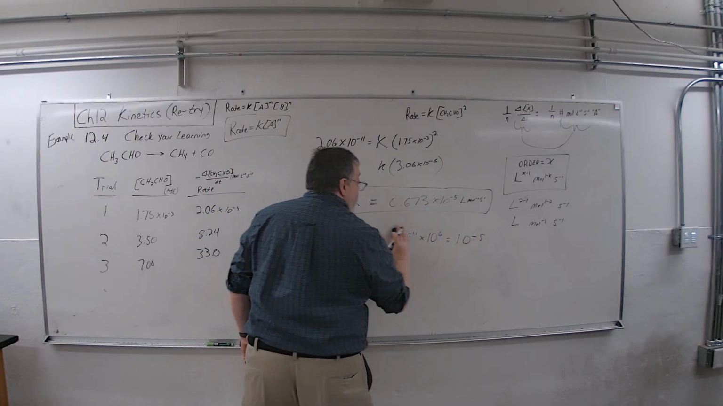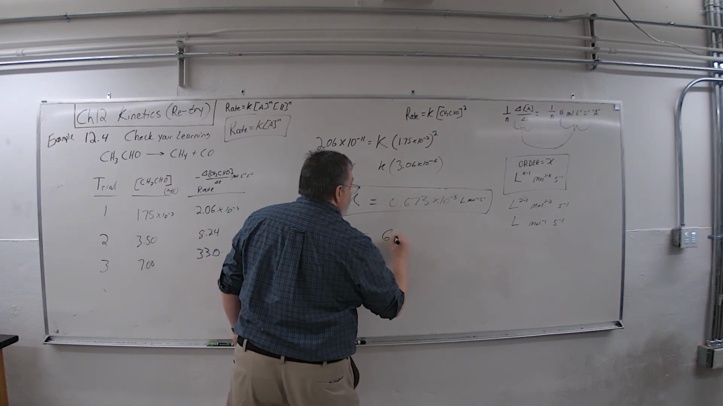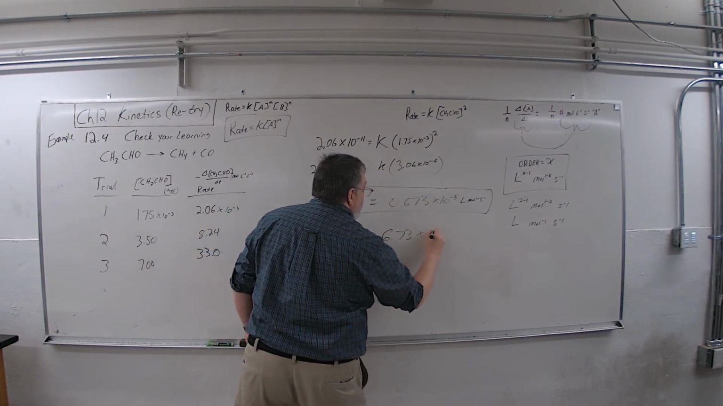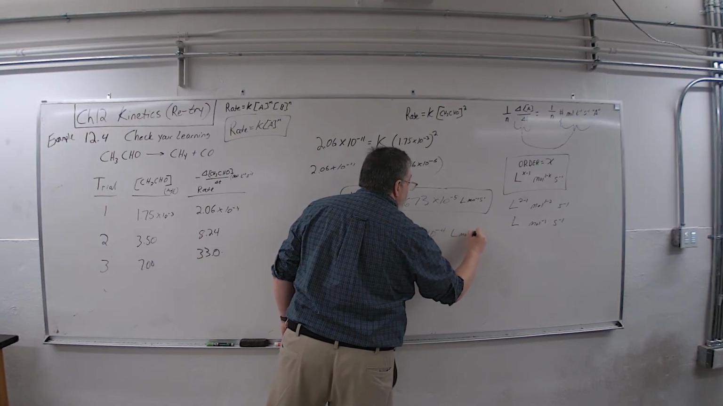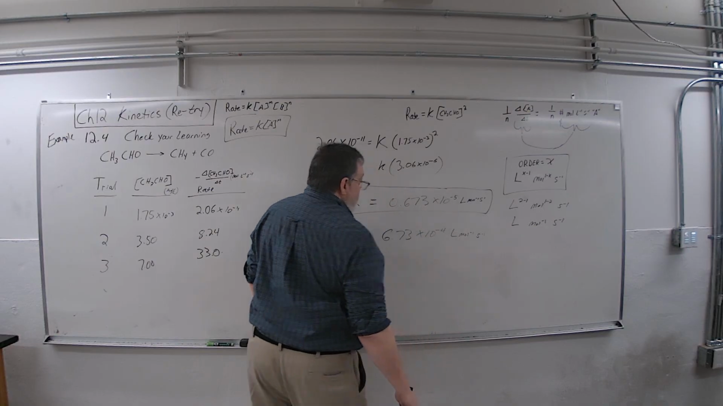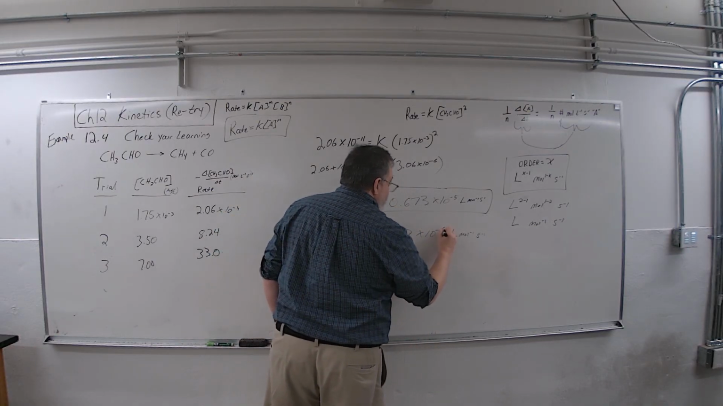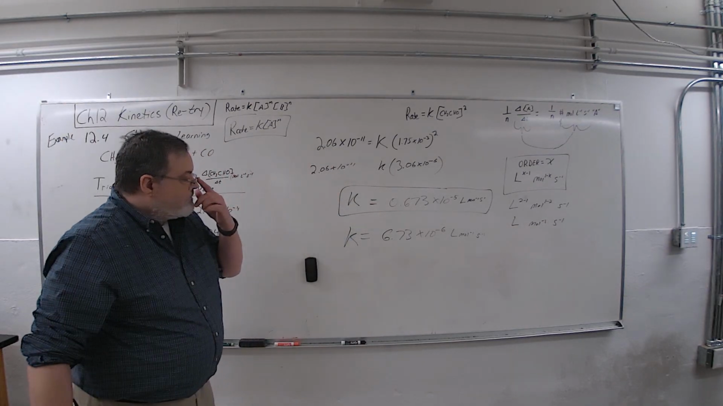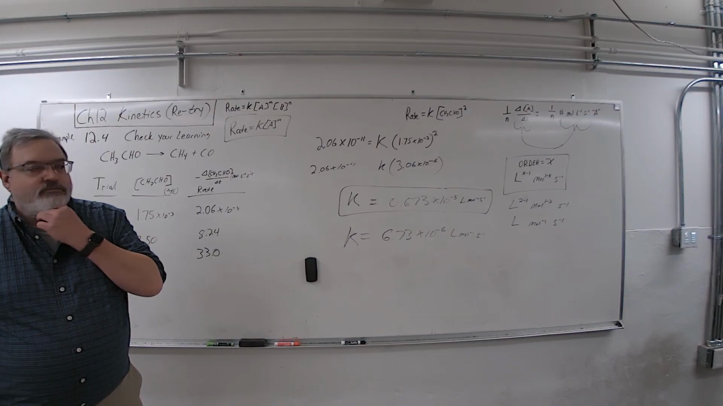Oh, and yeah, there's always this. K equals 6.73 times 10 to the -4. -5. That should be -6, right? Make sense? All right.